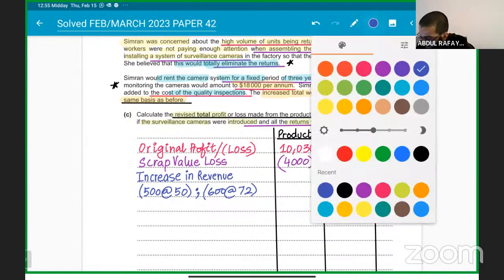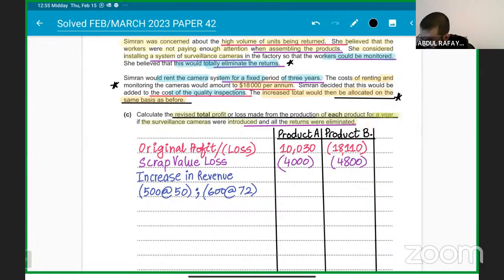So we will have an increase in revenue of $25,000 in product A, and 600 times 72 will be $43,200 of revenue for product B as well. Got this? Clear? Understood?